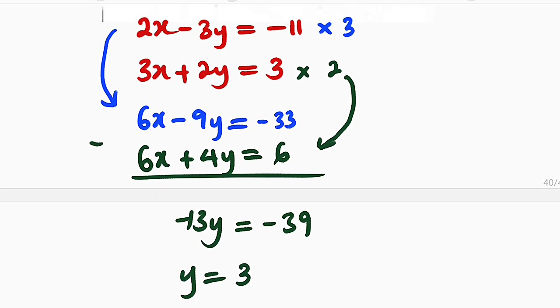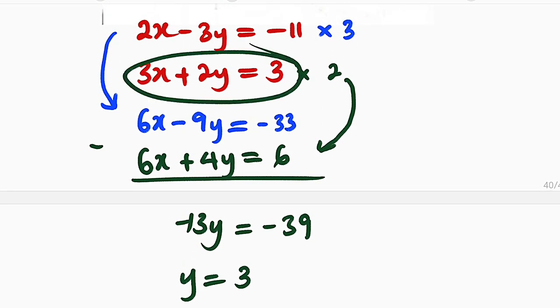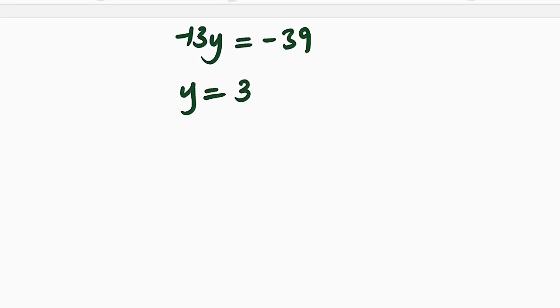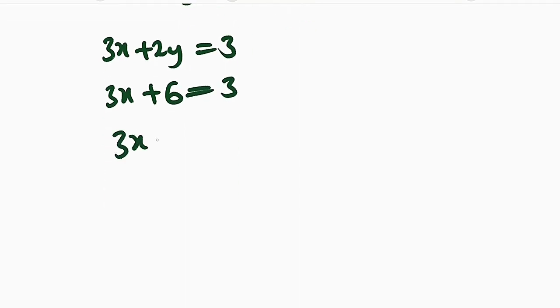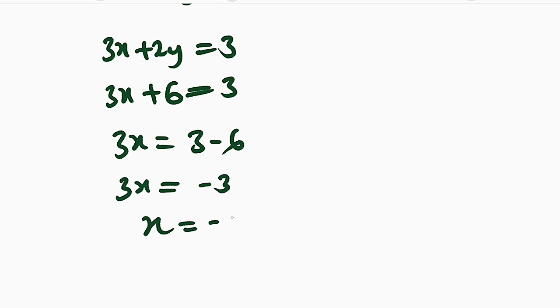And we can plug this y into this equation, which is 3x plus 2y equals 3. But y is 3, so we have 3x plus 2 times 3, which is 6, equals 3. 3x equals 3 minus 6, and 3x equals negative 3. Divide both sides by 3, x will be negative 1.